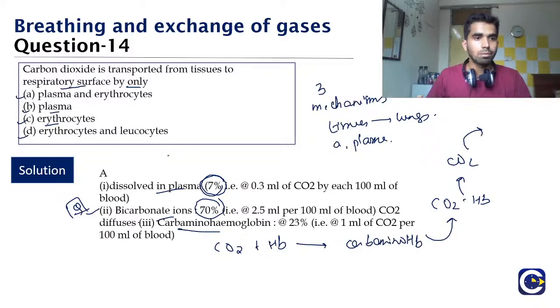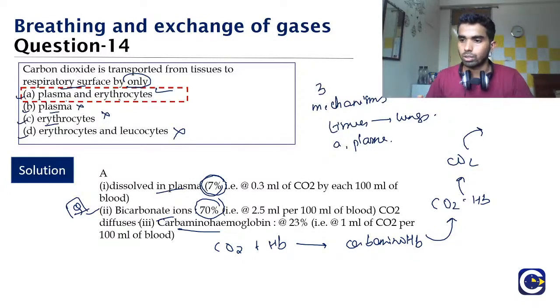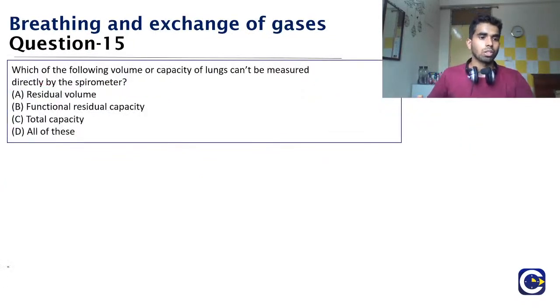So what are the mechanisms? Okay, it is plasma and erythrocyte. Leukocyte doesn't play a role. Here the word only is there, that is why B, C and D, three options, are incorrect. So the correct answer is option A, that is plasma and the erythrocytes. Now coming to question number 15.